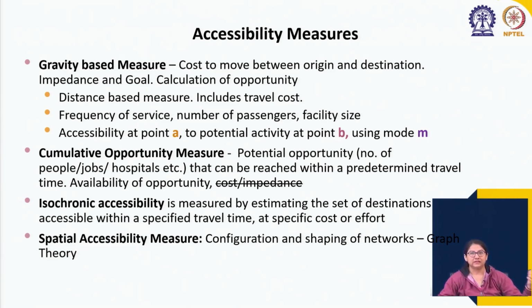So, as the gravity based measure needed at minimum 2 locations, here for the cumulative opportunity measure as well as for the isochronic accessibility measure, it is giving us accessibility focused on one location. And lastly, we have the spatial accessibility measure, which depends upon the configuration and shaping of a network. So, it is more like a connectivity based accessibility measure, and it is derived from graph theory.